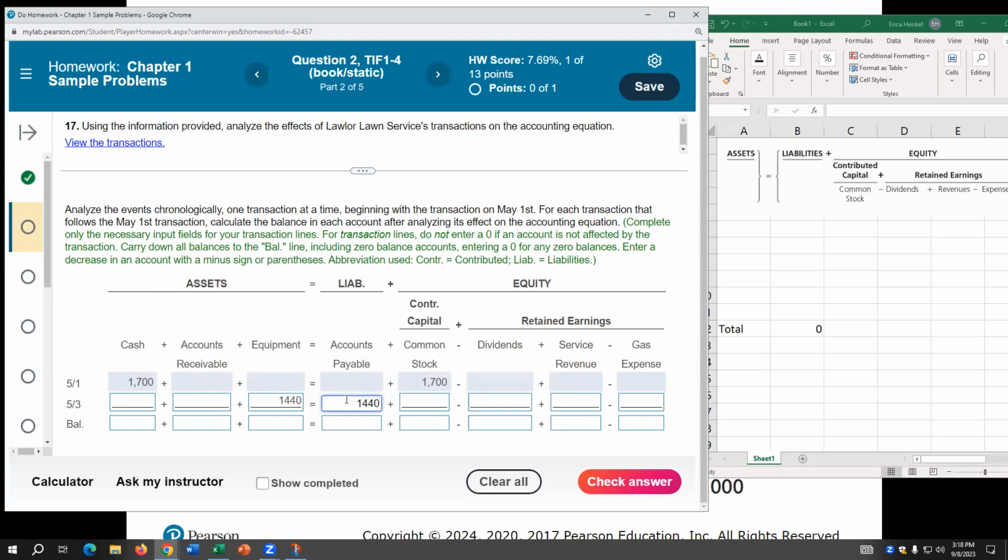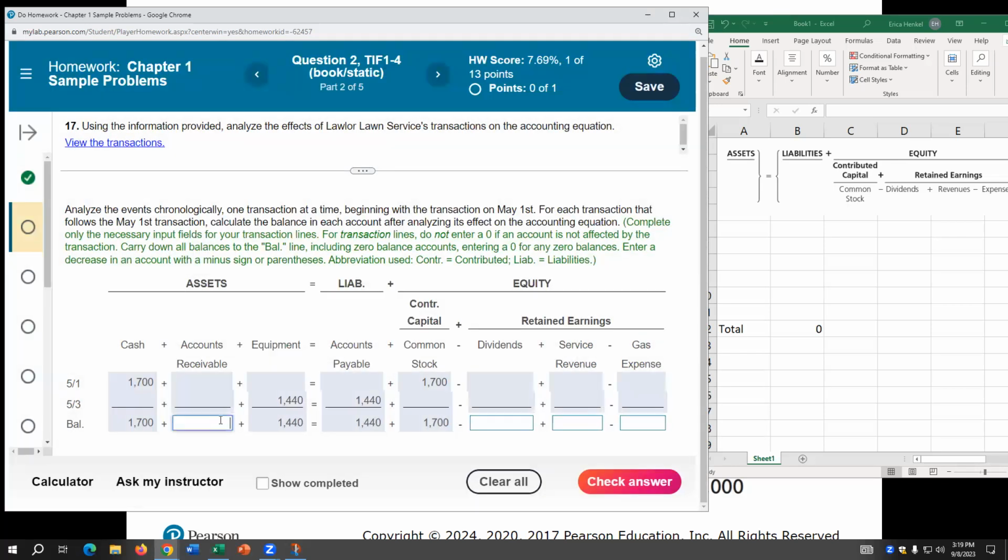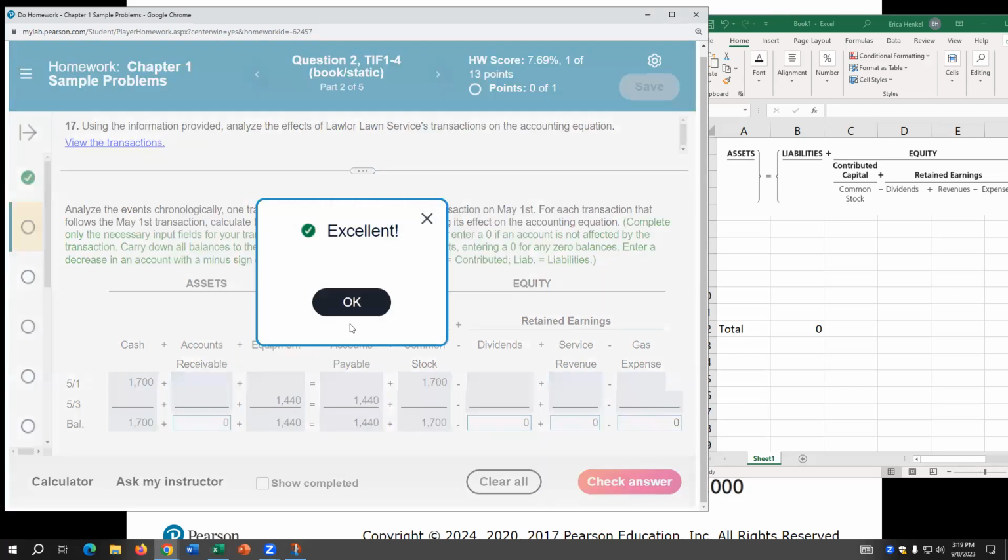Okay, and then they're asking us to say, what is our balance of these various areas at the end of this? So let's go ahead and just add up each of these columns, which should be pretty easy here. So our common stock has 1,700, our accounts payable has 1,440. Whoops, what did I forget? Oh, I didn't put zeros in here, sorry. I think it wants zeros. Yes, enter 0 for any 0 balances. So don't forget that part.